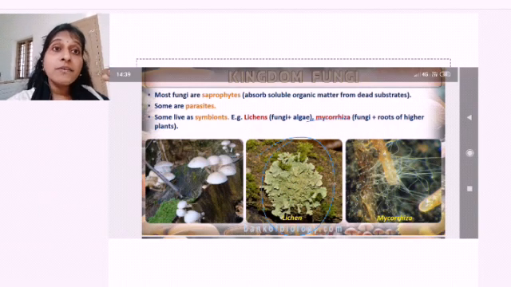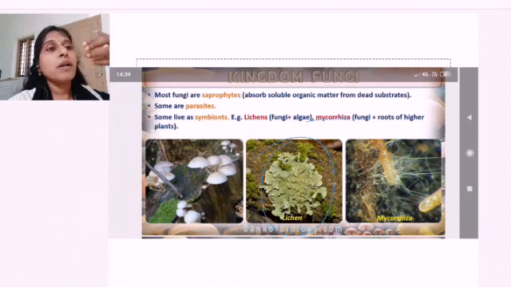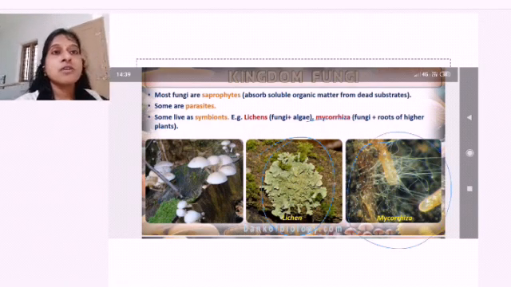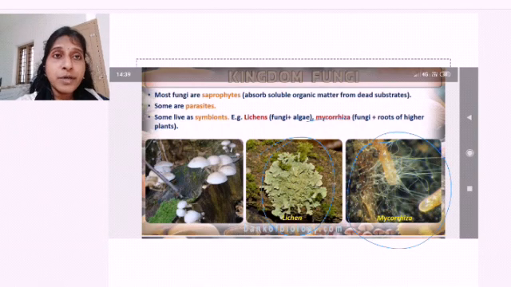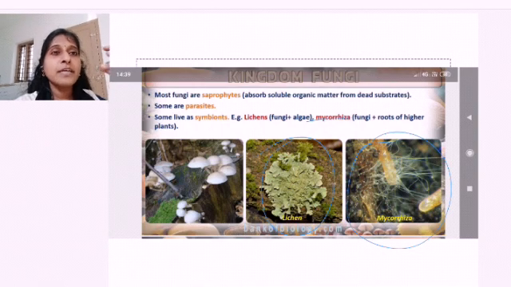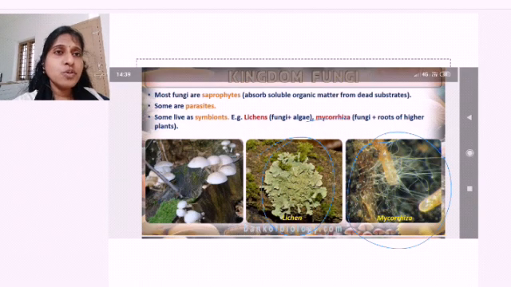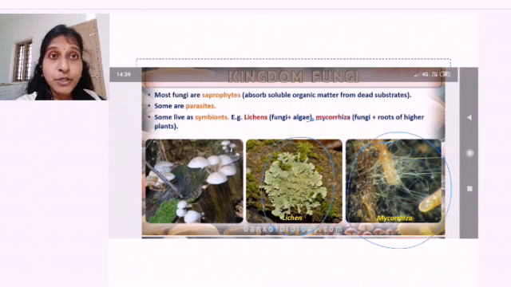Another example is mycorrhiza. These are fungi which are present on the roots of higher plants. You can find this is the structure. What are these fungi doing? The fungi help in dissolving the salts present in the soil, absorbing water, and converting the salts into absorbable form, so that they take it and give it to the plant. So the plant gets its nutrients, right?